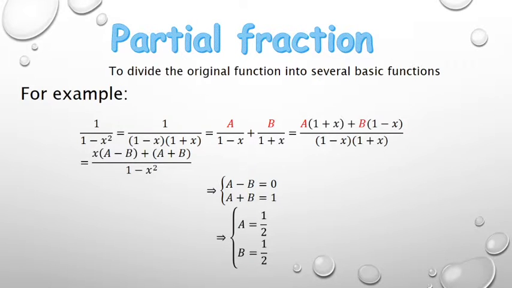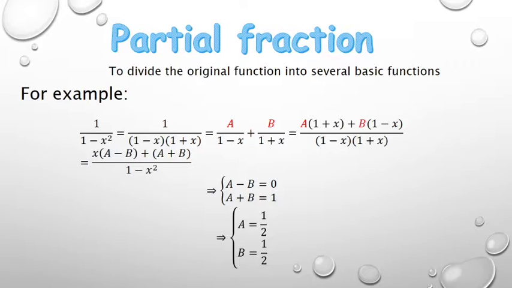The next technique that we are going to discuss here is partial fraction. It's to divide an original function into several basic functions, but it only works with fractions. For example, 1 over 1 minus x squared, we can convert it into 1 over 1 minus x times 1 plus x. Therefore, we can change it into a form that is a over 1 minus x plus b over 1 plus x. Because when we try to add these two fractions, we have to multiply the bottom, and the bottom will become 1 minus x squared.